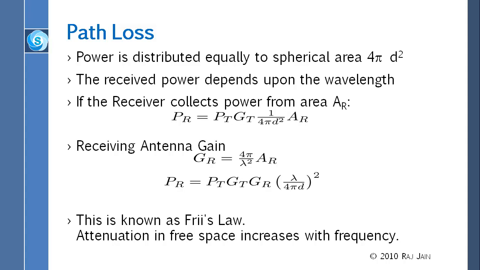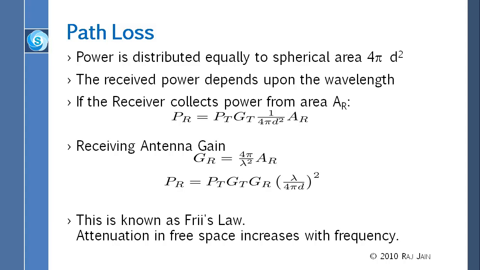Whenever we talk about antennas, we say this antenna has this much gain. And when we talk about a receiving antenna, we also have a gain for that. Then we say how much power we are transmitting. So the received power would be transmitted power times the transmitting antenna gain times the receiving antenna gain, times the wavelength over 4 pi d square. So this is how the power changes.